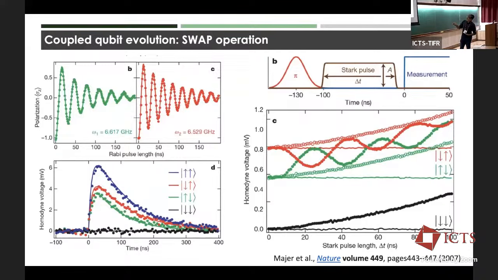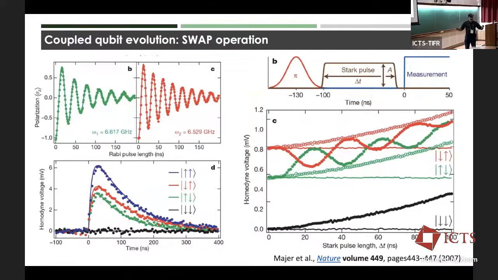So what's happening here is that they apply a pi pulse on one of the qubits, and then they apply this Stark shift pulse to bring the other qubit into resonance for a particular period of time, and then they measure. And then this is repeated for the same measurement time over and over again to get the ensemble average, and then scanned as a function of time. And that's the data you see here, these green and red plots, okay?